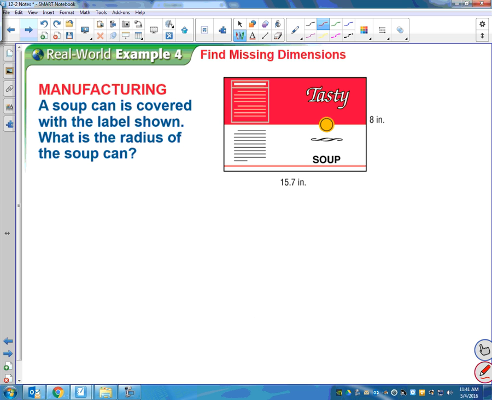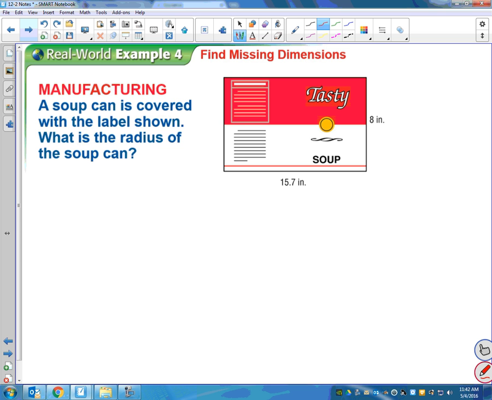All right, so then, throwing in a story problem there, it says, a soup can, which tends to look like a brand name of soup, but they didn't include the name. A soup can is covered with a label shown. What is the radius of the soup can? So, what part of the cylinder have they given us if they've just given us the label? Just the lateral area, right? The top and the bottom aren't included.